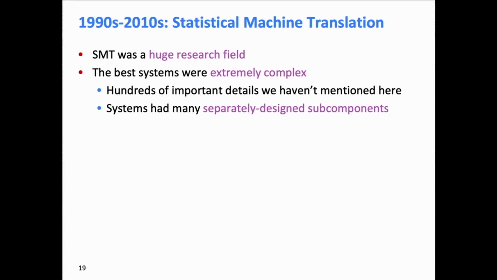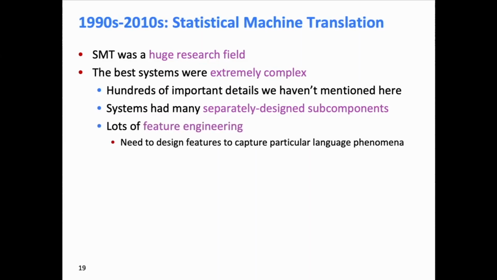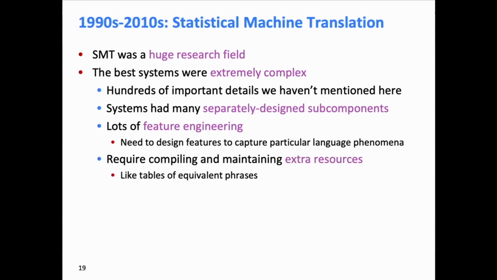In particular, the systems had to have many separately designed subcomponents. So we already saw how you break down the translation model into two separate parts. But there were many more subcomponents than that, and often they had to be learned separately. This meant that engineers had to do a lot of feature engineering. You had to design features to capture the particular language phenomena that you were interested in. So this meant that they required a lot of compiling and maintaining of extra resources. And in fact, you had to have different resources for different languages. So the work multiplied the more languages you had.